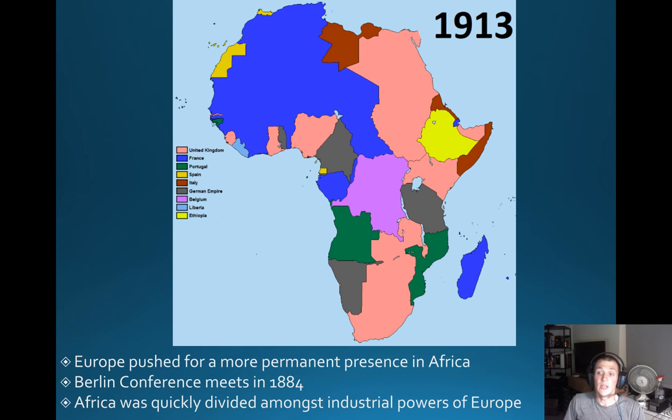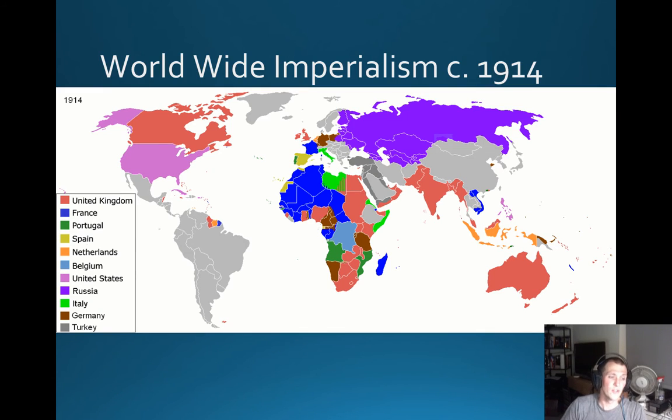You're able to actually live there for extended periods of time with some of the new inventions, whereas previously you might not have been able to as a result of tropical diseases, and you're going to get much more of a permanent presence, right? The Berlin Conference settles this a bit, right? So Africa is going to be quickly divided, and you can see here what it kind of looked like, right? So this is what imperialism looks like on a larger scale come 1914, right before World War I, right?